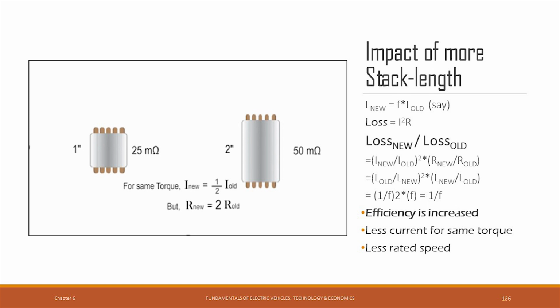So, if I do this, the current is inversely proportional to the length. L here is the length. So, if I use f as the ratio of the lengths, then I get 1 by f squared into f, which is 1 by f. So, by increasing the length, the efficiency is getting increased. If I double the length, the loss becomes half. If I triple the length, the loss becomes 1/3.